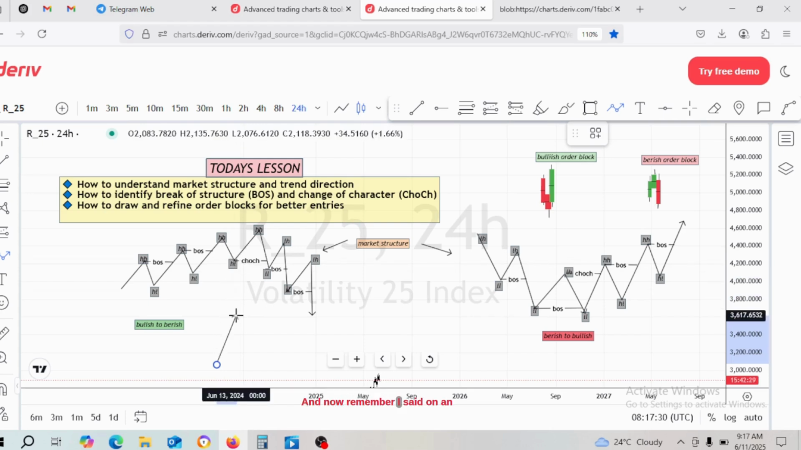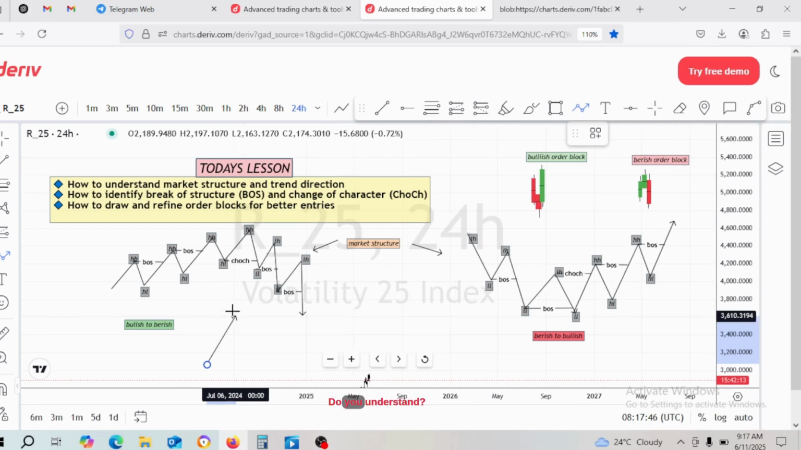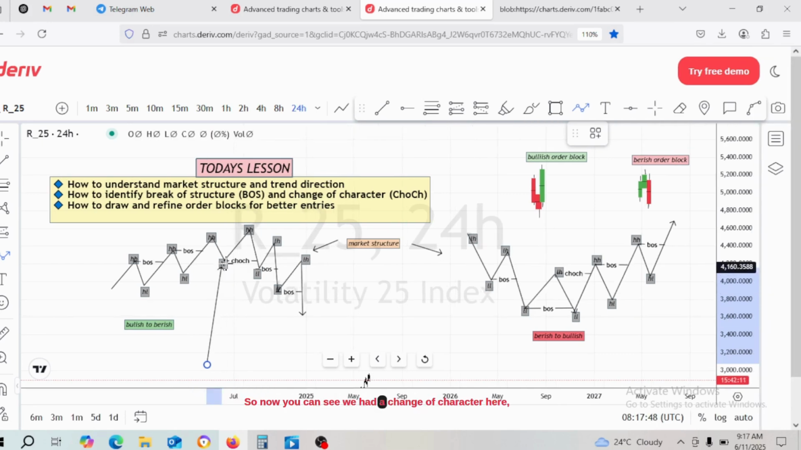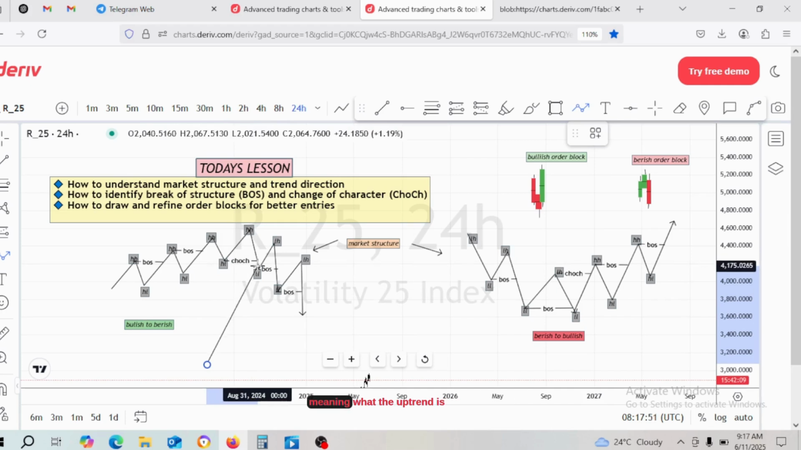And now remember I said on an uptrend, every higher low tends to be respected. Do you understand? So when a change of character occurs, the higher low tends not to be respected. So now you can see we had a change of character here, meaning what?